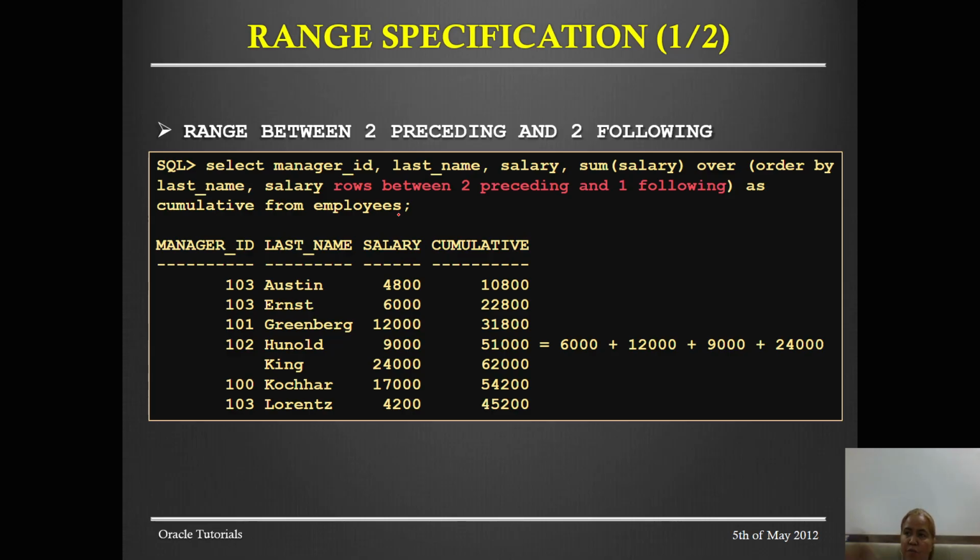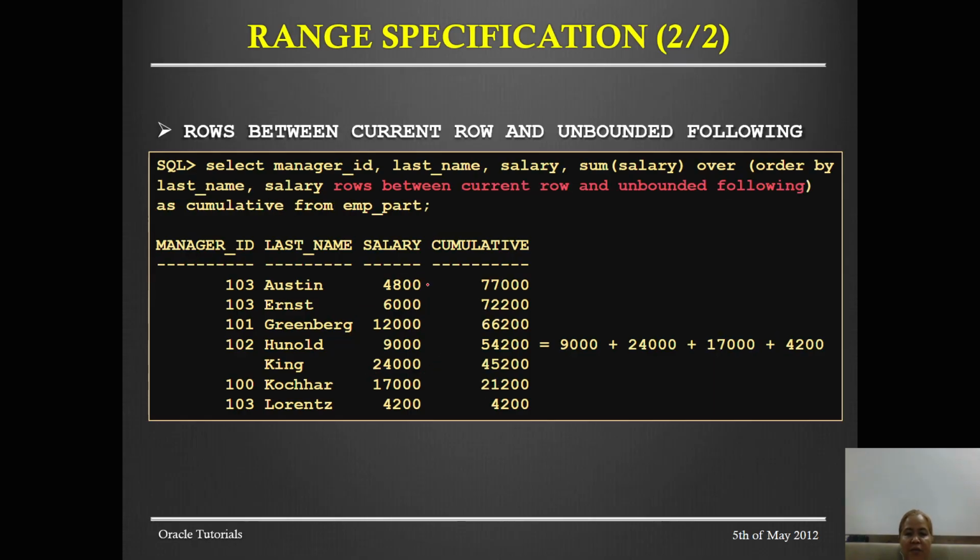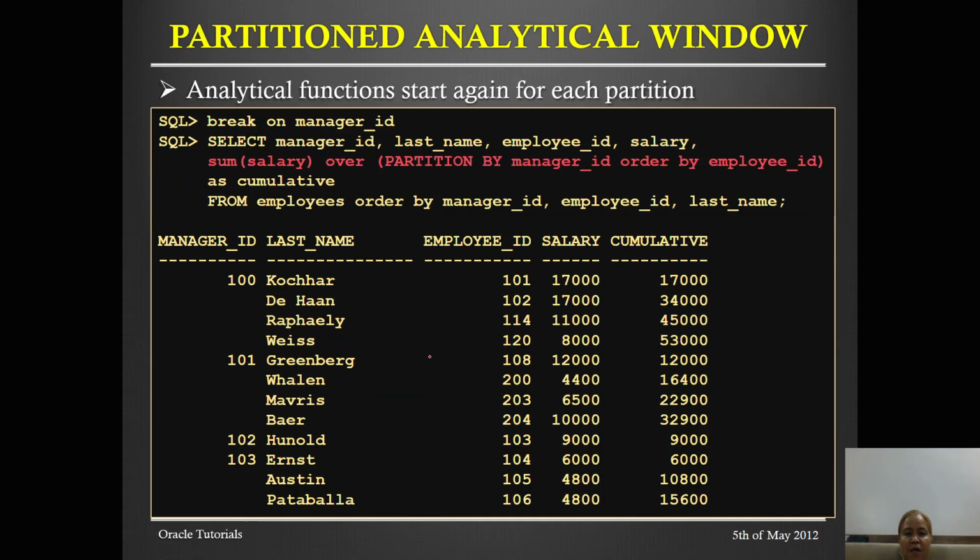So, pagpapakita lang, cumulative again from employee. So, pag sinabing cumulative, nag-a-add po talaga siya. Rows between current row and unbounded following. Ayan, ito po yung ating gamit na command. Okay? At ito naman yung ating pinagsama-sama. Kaya yun, 9,000, 24, 1742. Yan yun. Partitioned analytical window, ito yung gamit natin na function or command.